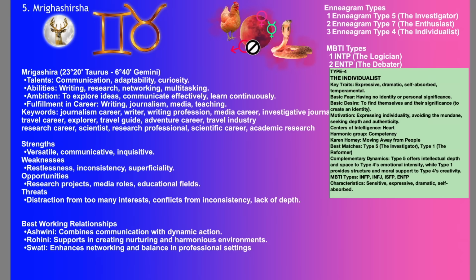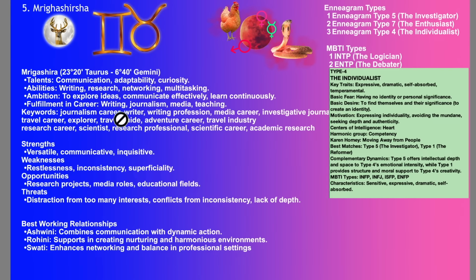Saturn, Mars, Rahu, Ketu reduce things to things. Reduce everything to a thing. I want the thing part of it. I don't want the life or the spirit part of it. That's how it works or materializes. Expressive, dramatic, self-absorbed, basic fear, having no identity or personal significance.